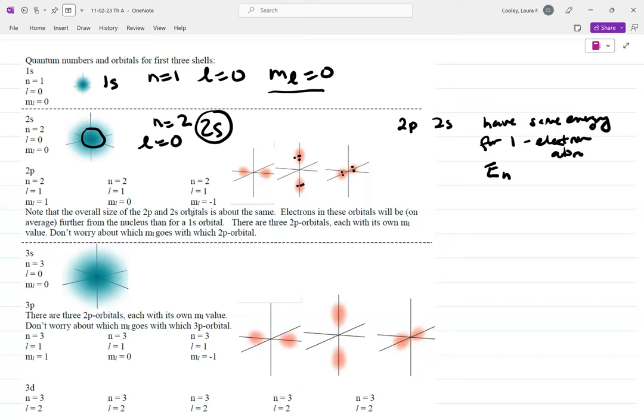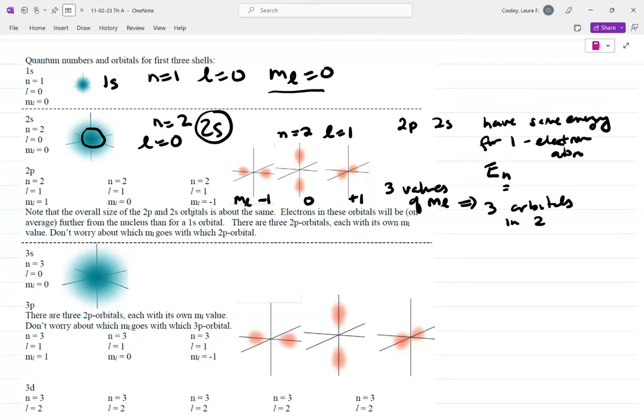So now we have these three 2p orbitals. So now we have n equals 2 and l equals 1, and we have m sub l being negative 1, 0, and positive 1. I've just arbitrarily assigned those numbers to those orbitals; it doesn't matter which is which. But what you see here is that you have three different values of m sub l, and that means that you have three orbitals in the 2p. So the number of m sub l values gives you the number of orbitals in that subshell.